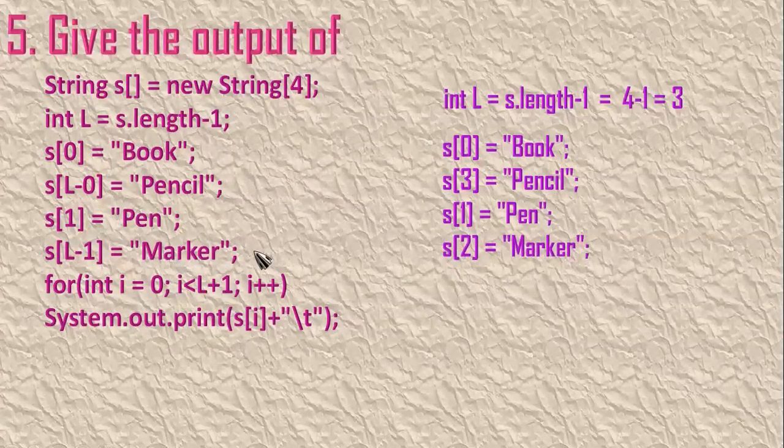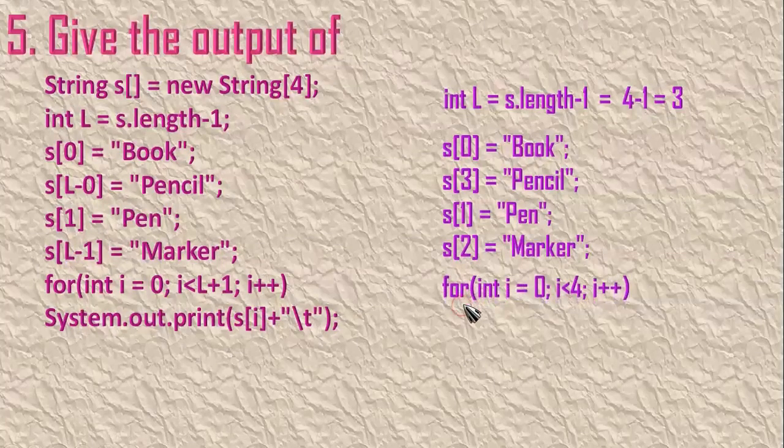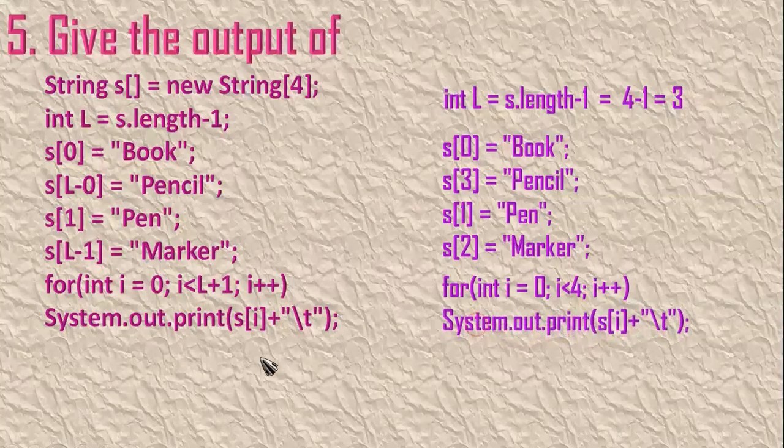2 will be marker. So when we come to the for loop, int i = 0, then i < L + 1. L is 3, we already know. So 3 plus 1 will be 4, i < 4, i++. So less than 4, it will be 3. 0 to 3 it will run, 4 iterations it will run. So what it will do, every time it will print S[i] and then one tab space.